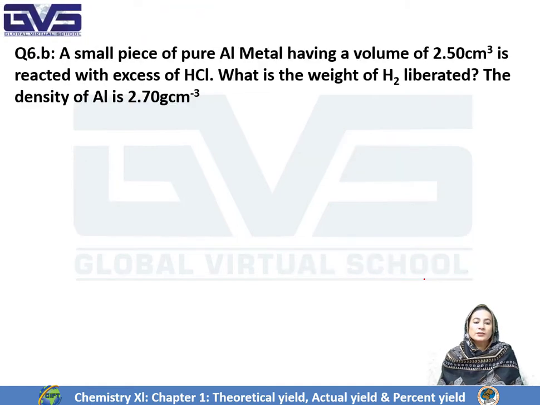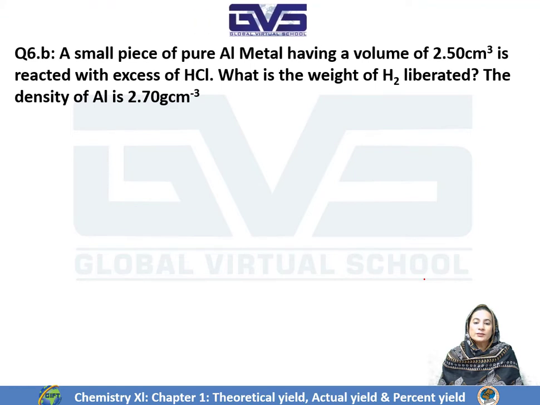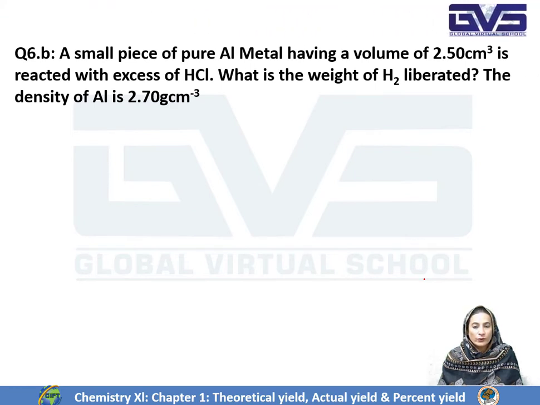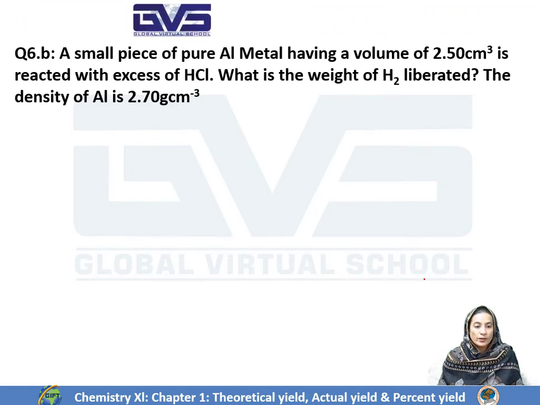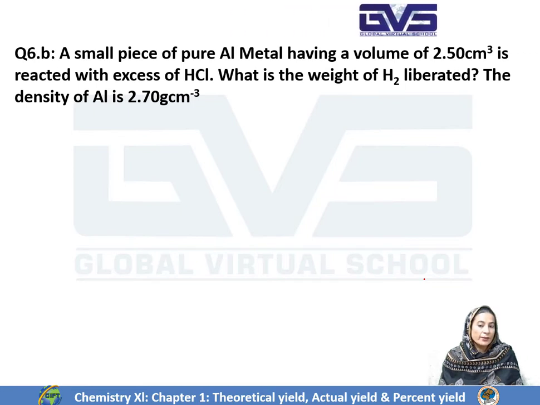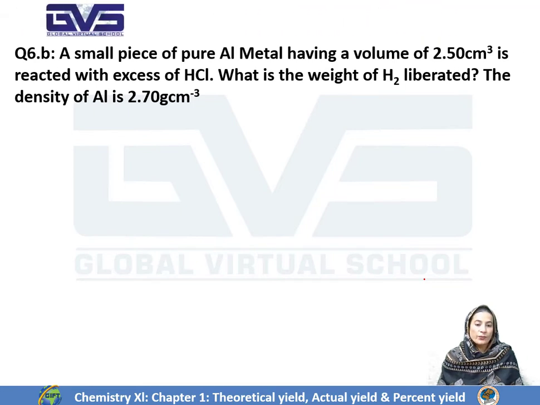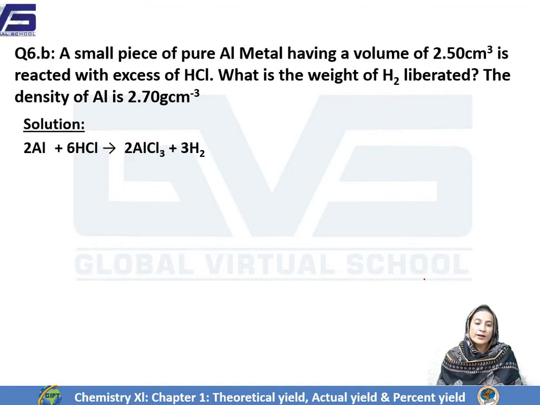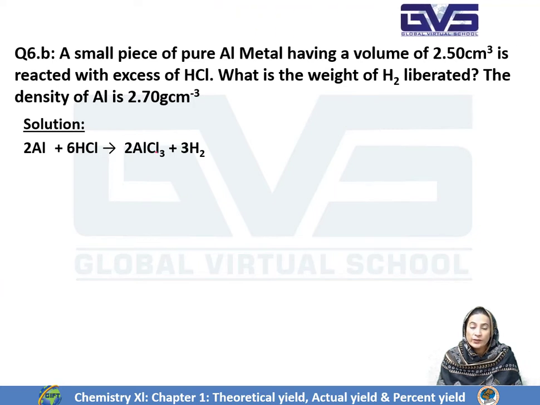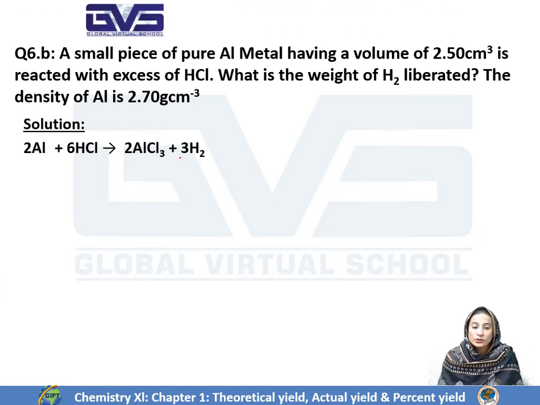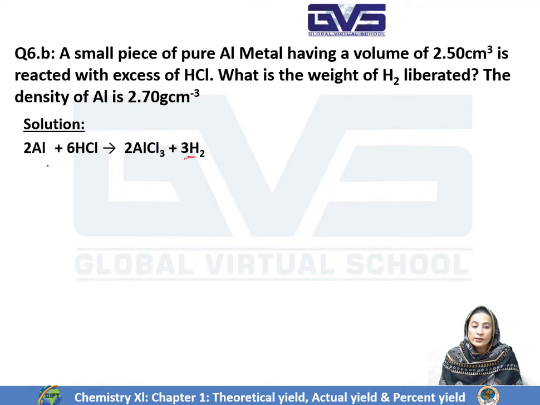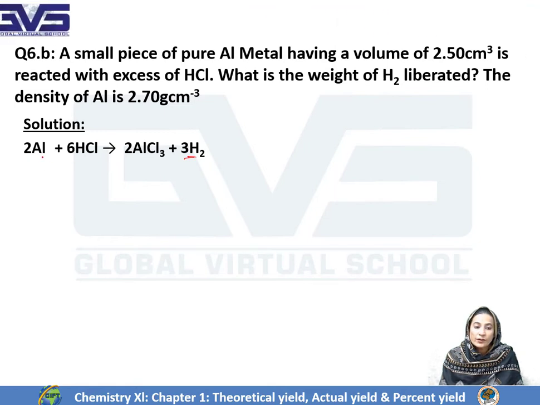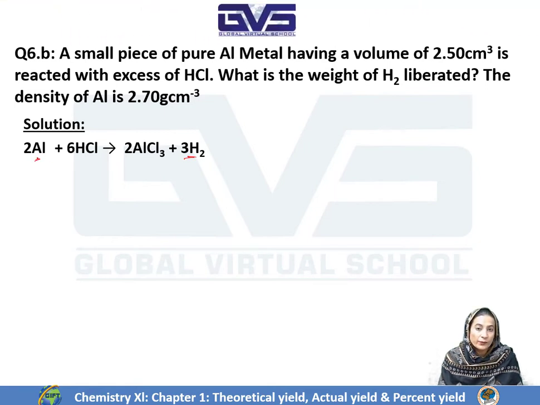Next, a small piece of pure aluminium having a volume of 2.50 centimeter cube. So now you have been given the volume as well as the density of the aluminium. What is the weight of H2? H2 is a product. So first of all, write the equation. Aluminium reacts with HCl, gives aluminum chloride and H2. So this is the product we have to calculate, and this is the reactant with the help of which we have to calculate.